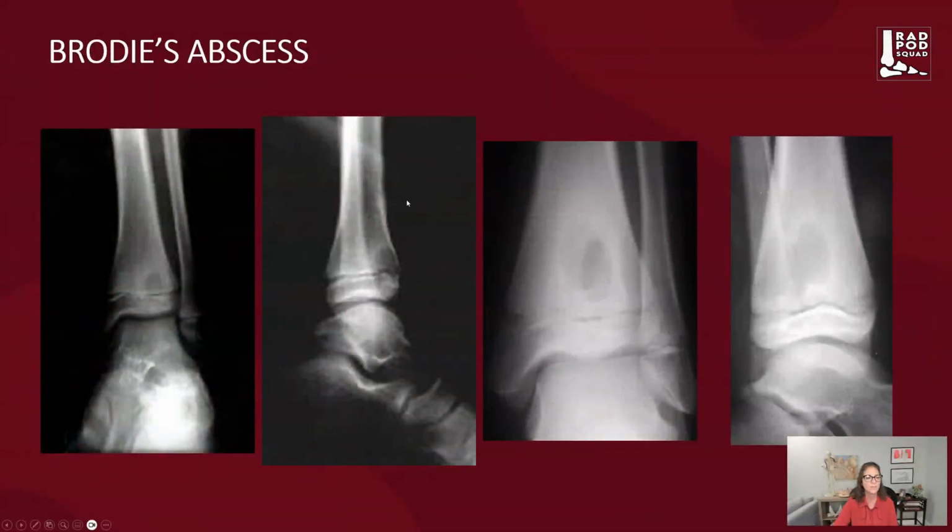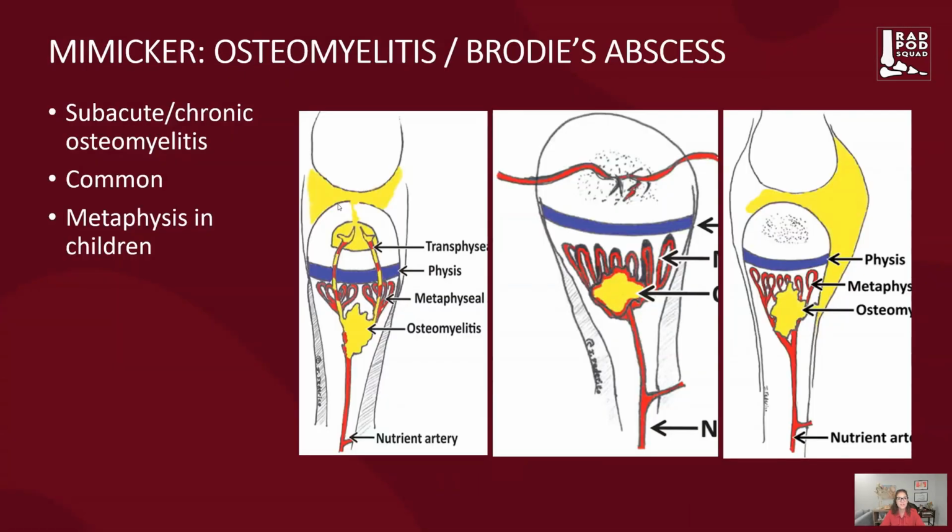Brody's abscesses, more examples of them, can be this lucent lesion at the level of the metaphysis with surrounding patchy sclerosis, seen here. Again, seen here, we can see our lucent lesion with surrounding patchy sclerosis, a great mimicker of a bone tumor seen above the level of the physis in the metaphyseal region. So the great mimicker in carcinoma is osteomyelitis, and Brody's abscess is subacute osteomyelitis.